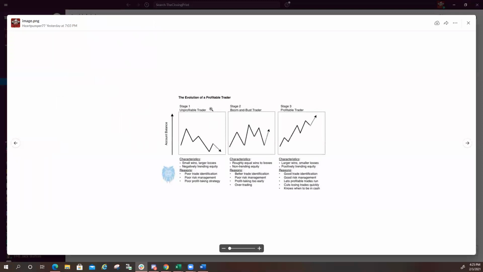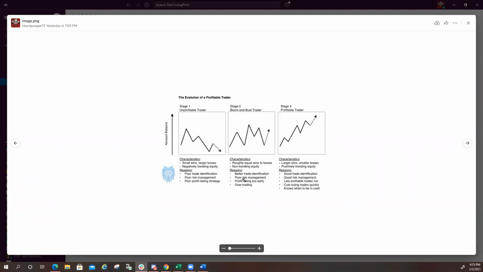So this is the evolution of a profitable trader. This is from liontrader.com, which they posted on Twitter, giving props to them. The unprofitable trader is here: small wins, large losses, negative trending equity, poor risk management and trade identification. Then we move into the boom and bust trader. That's probably where we're at with him at the moment. He's had some big wins, but our losses are roughly about equal or less than what we're doing. So we're going to tighten that up a little bit.